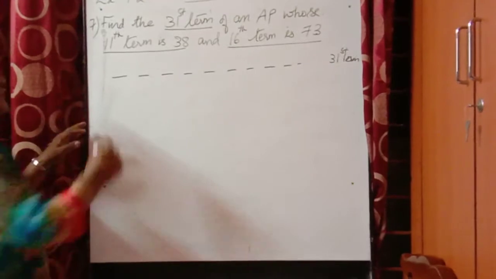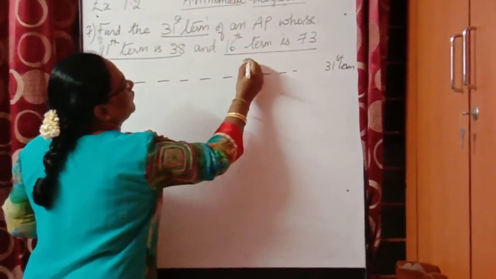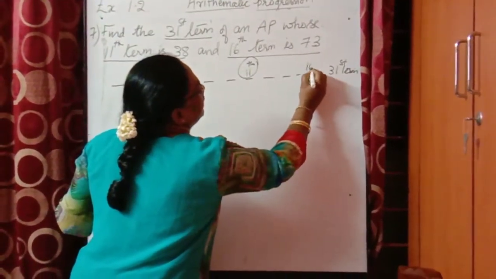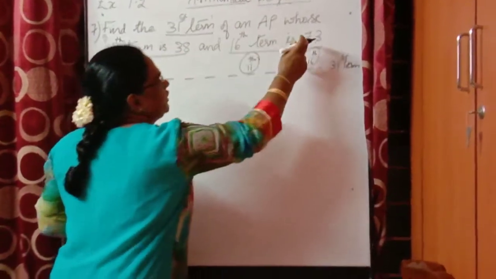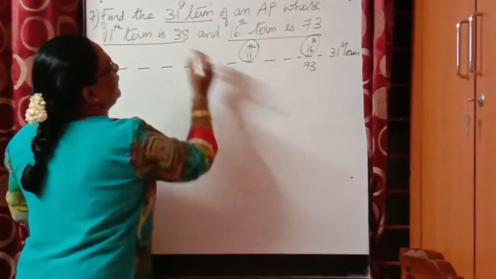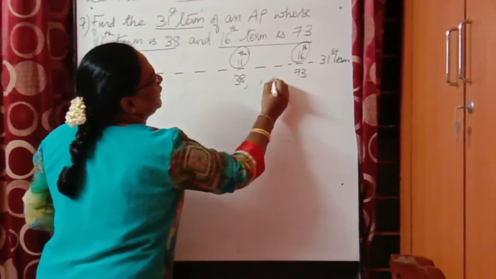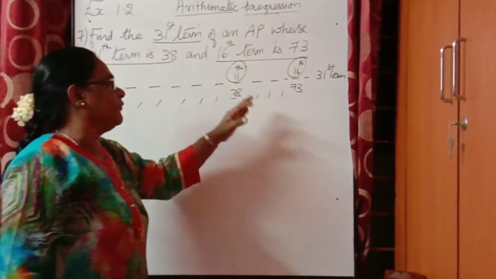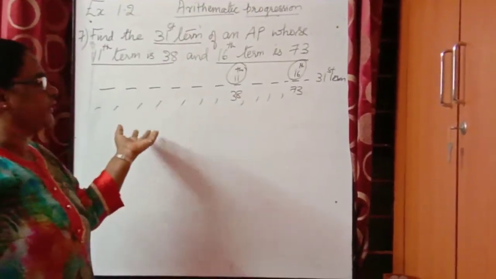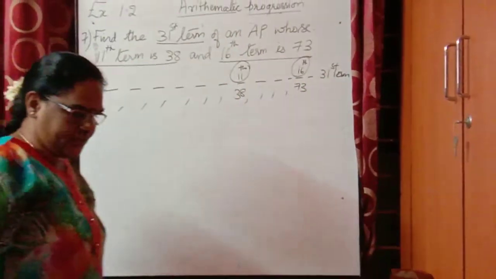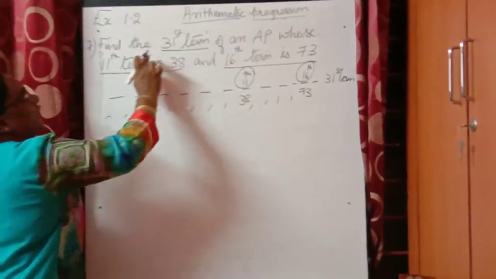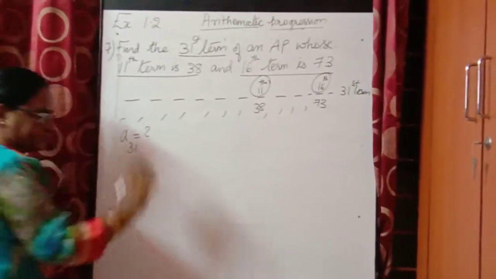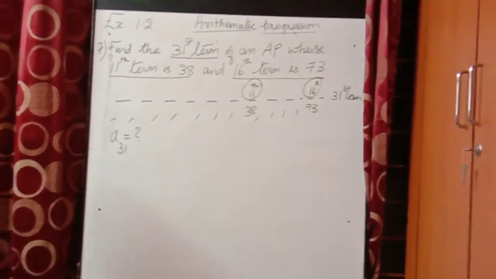Here what they have given is the 11th term, somewhere here. Check it out. This is the given value of the 11th term, and somewhere here the 16th term is given. The 16th term they have given us is 73, and the 11th term they have given us this one. Like that you have between, the 12th term like this, so many terms are there. So after finding the value of A, D or whatever it is, you have to finally find the 31st term. So in this sequence, first you have to find the 31st term, meaning A31 is equal to question mark.